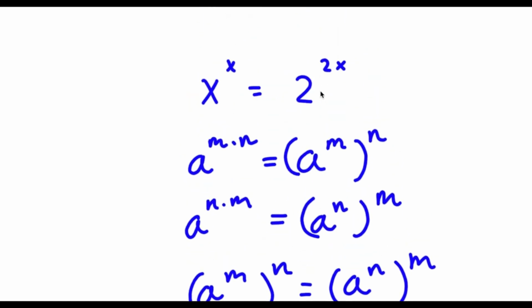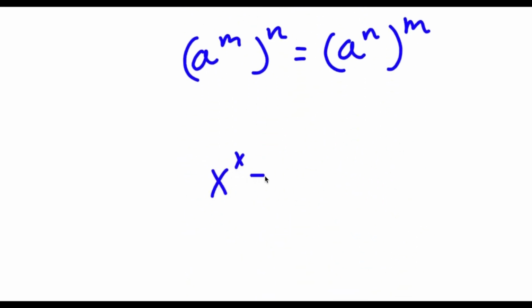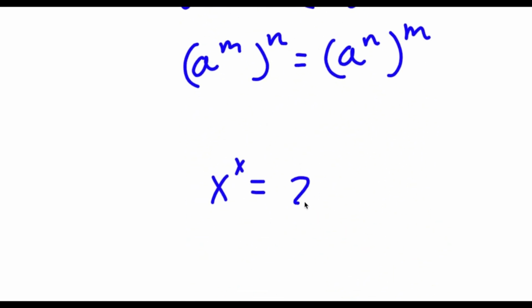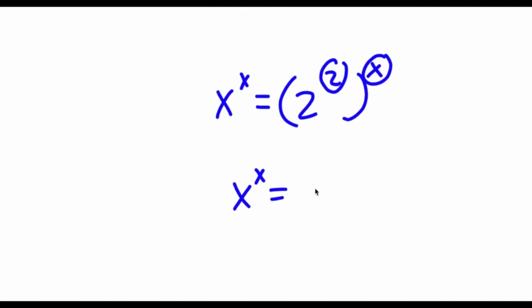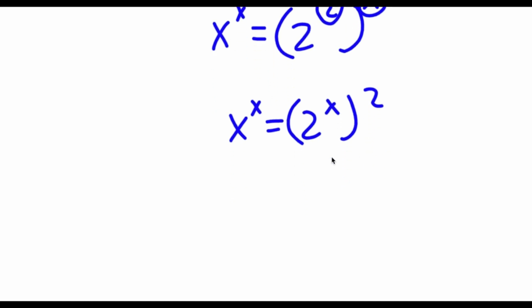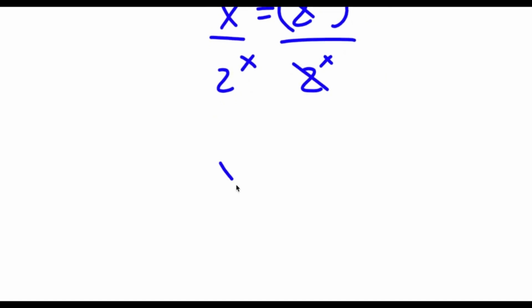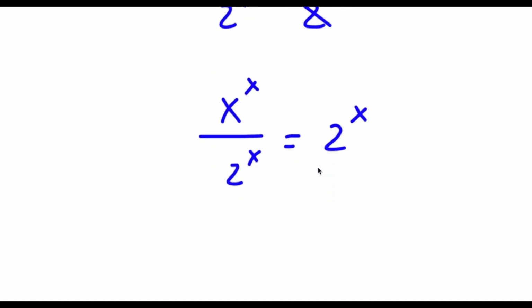So in this case, I have 2 to the power of 2x. So this is the same thing as 2 to the power of 2 to the power of x. And I can also switch these two. So this is the same thing as 2 to the power of x to the power of 2. Now I'm going to divide both sides by 2 to the power of x. So then these two cancel out, and I'm left with x to the power of x over 2 to the power of x is equal to 2 to the power of x.